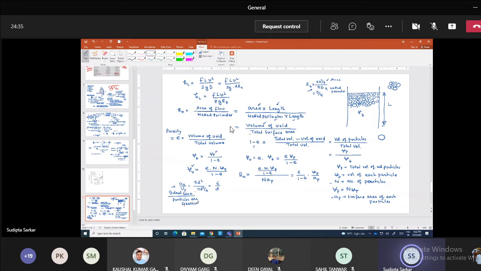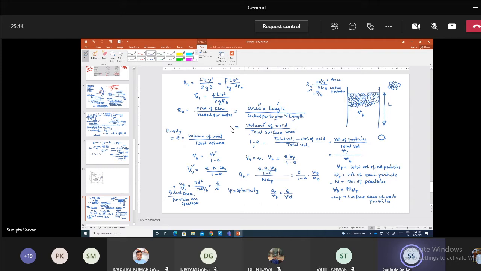But all the sand particles are never perfectly spherical. So we have a factor which is called sphericity. If we include the sphericity psi, the term Ap by Vp becomes 6 by psi d. So this is what we get for Ap by Vp.